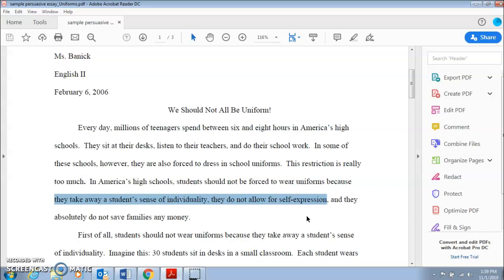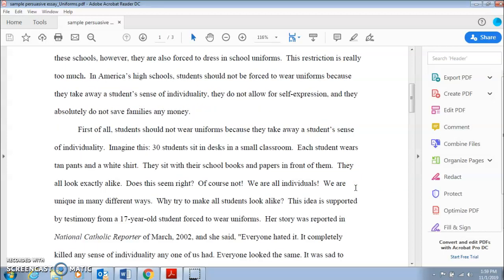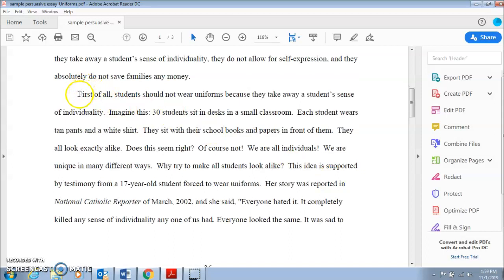So they might want to think about revising that and adding a more distinct second point. Now that I'm looking at the body paragraphs, I'm looking for some key things. First, your first sentence should start with a transition and then a topic sentence. The topic sentence should match your thesis statement.